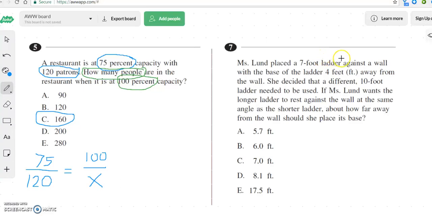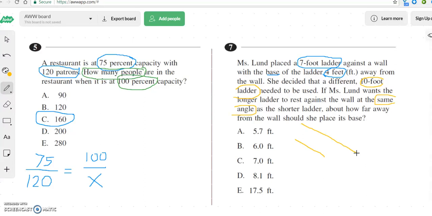Lund placed a 7-foot ladder against a wall with the base of the ladder 4 feet away from the wall. Then she decided that a different ladder, which was a 10-foot ladder, needed to be used instead. She wants it to rest against the wall at the same angle as the shorter ladder. So that means if the short ladder is at an angle like this, she wants the long ladder to be at that same angle.